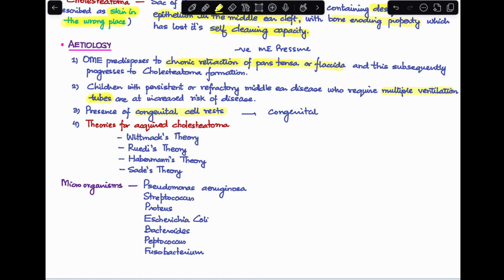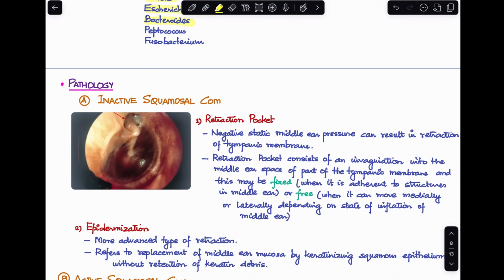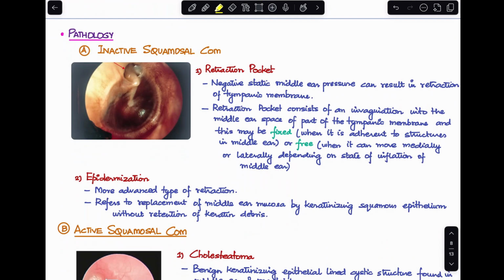Now, coming to microorganisms involved in squamosal disease, these are almost the same as the tubotympanic type or the mucosal type. These include Pseudomonas aeruginosa, Streptococcus, Proteus, E. coli, Bacteroides, Peptococcus, and Fusobacterium. Now we'll discuss what are the pathological changes we see in both the types of squamosal chronic otitis media.